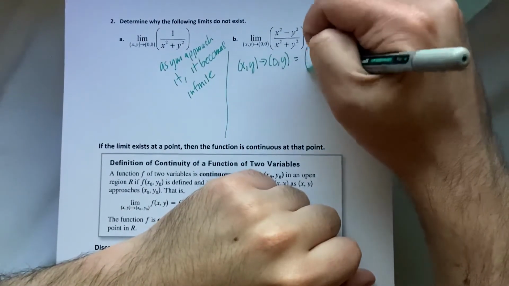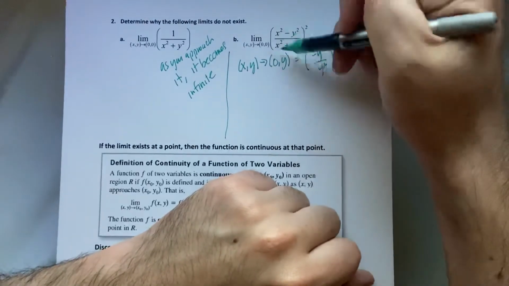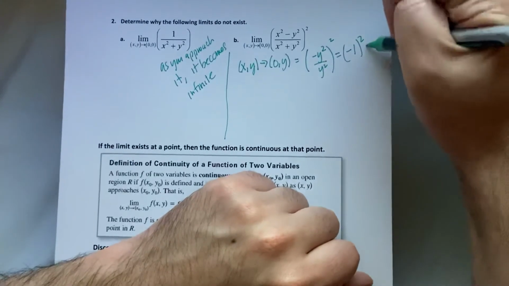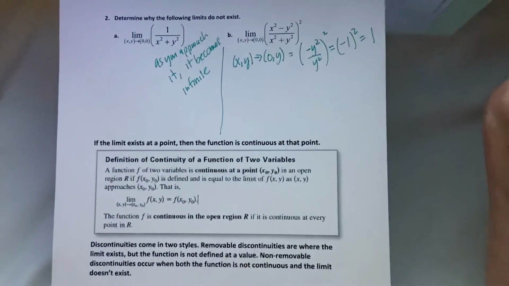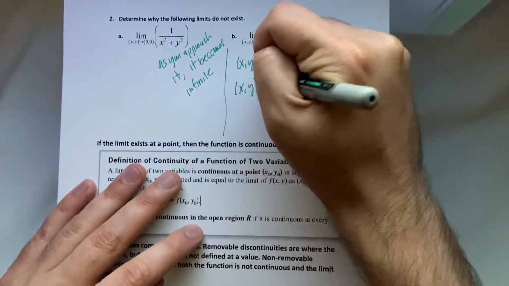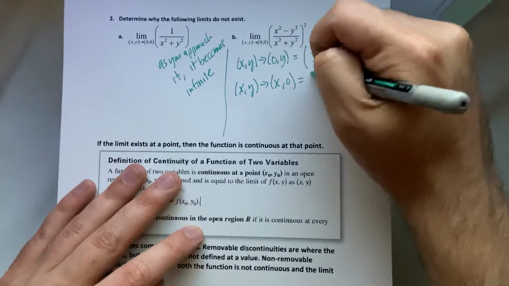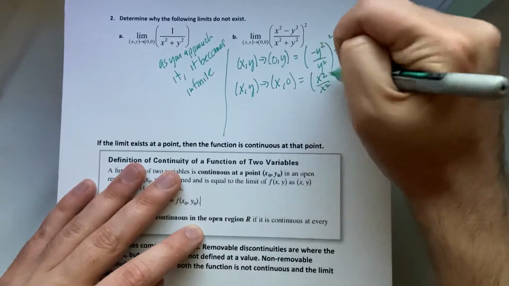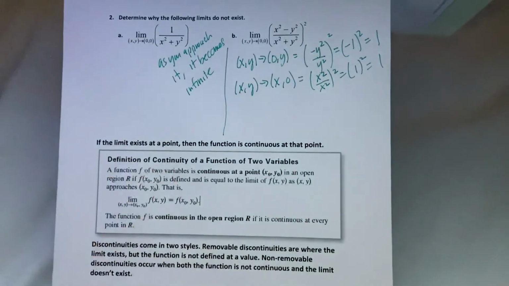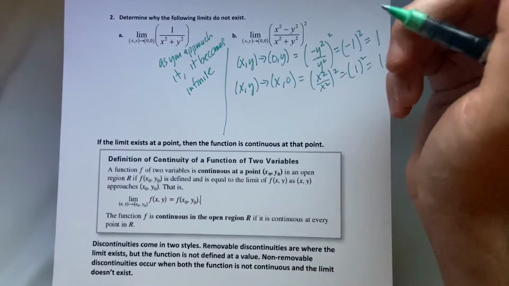That becomes the equation negative y squared over y squared, because the x's are 0, which is negative 1 squared, which is 1. So the limit is 1 along the vertical line. What about the horizontal line? It's similar. It's x squared over x squared, which is 1 squared, which is 1. So far, so good. So that covers the vertical and horizontal line, but what about a diagonal line?